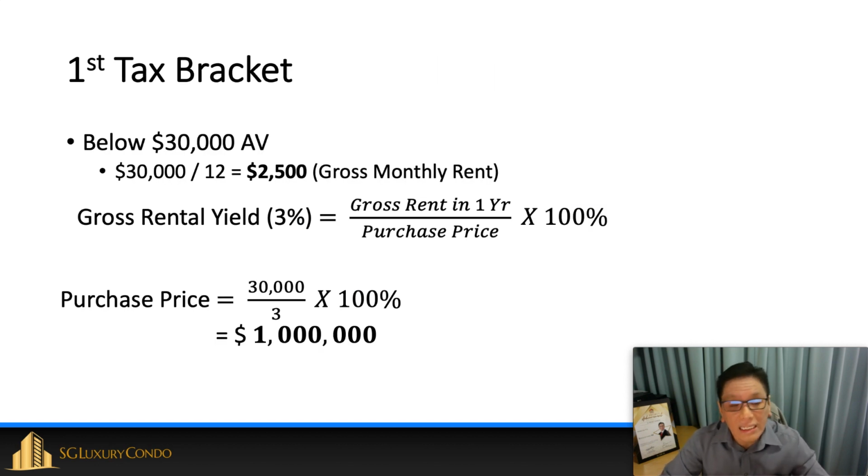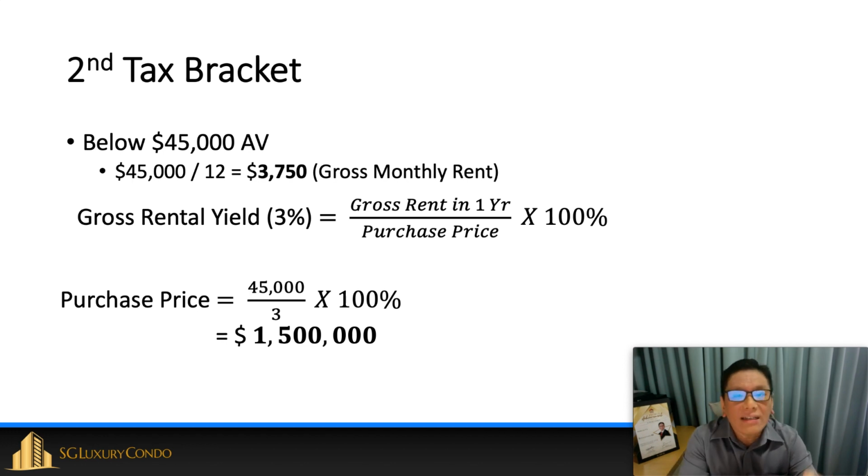So let's look at it. If you want to keep within the first tax bracket, it must be 30,000 below the annual value, which works out to be roughly below 2,500 gross monthly rent. If we play around with the formula, most likely in order to keep within this tax bracket, you should be looking to purchase a property that is less than 1 million.